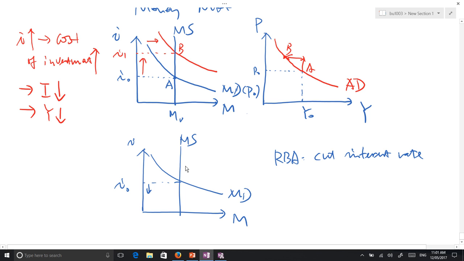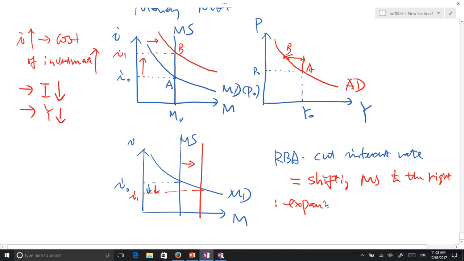This is equivalent to saying that we shift this money supply curve to the right. So this is the same as shifting money supply to the right. So we call this expansionary monetary policy.